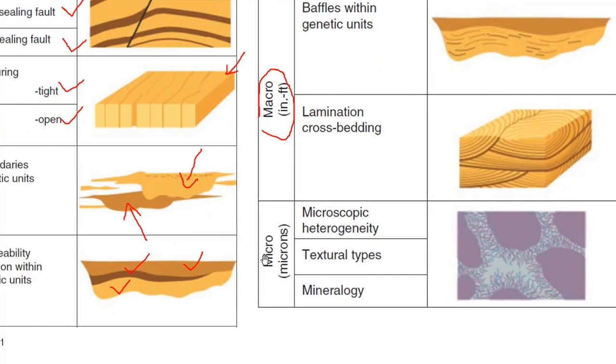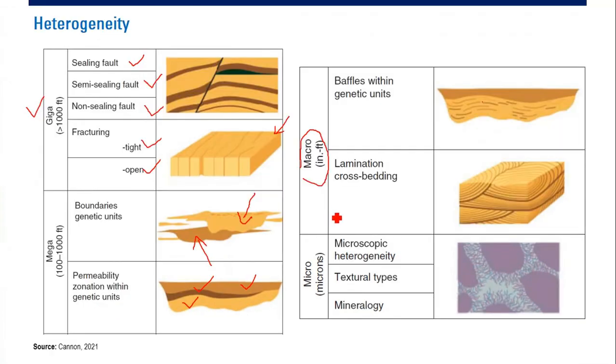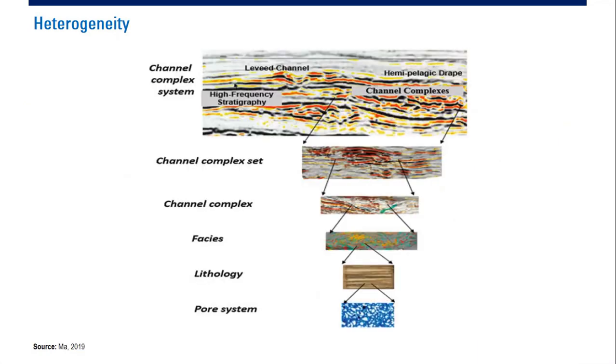And also for the micro scale or microns, we have microscopic heterogeneity because of textural types or because of difference in mineralogy. Okay, so all of these aspects will give us heterogeneity. All of these aspects will make our reservoir heterogeneous. Okay, and it will make modeling very, very difficult. Yeah, again, it's another depiction of heterogeneity. So we have heterogeneity in all scales.